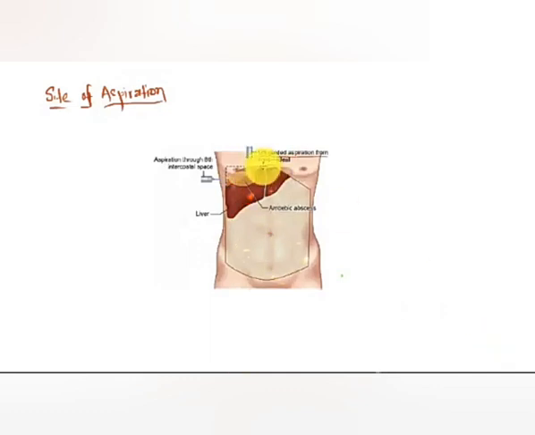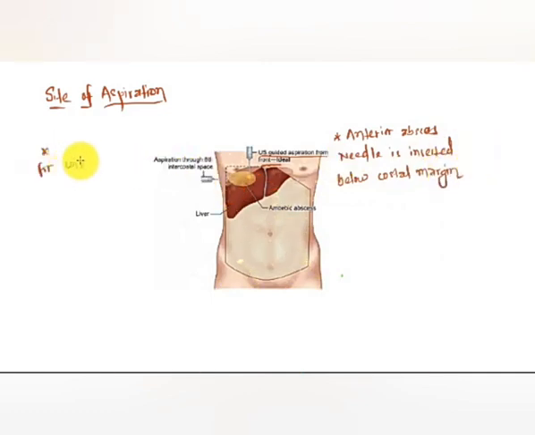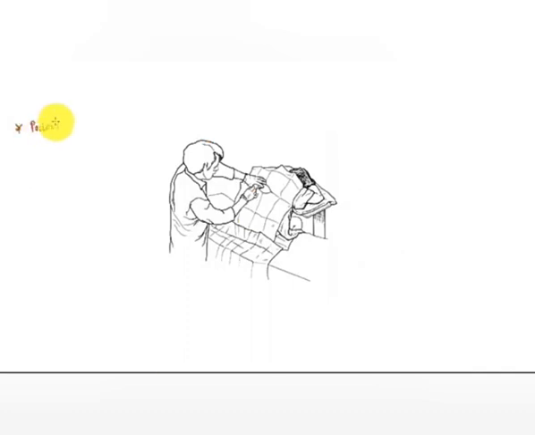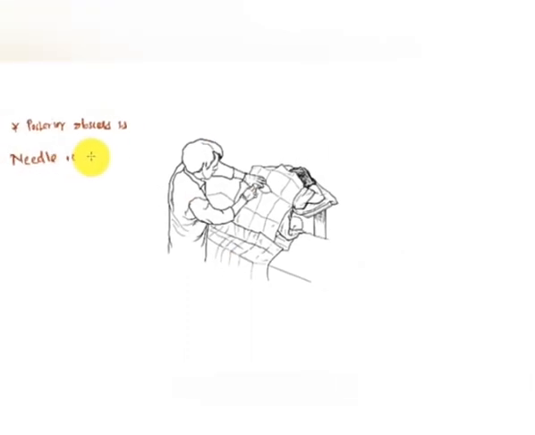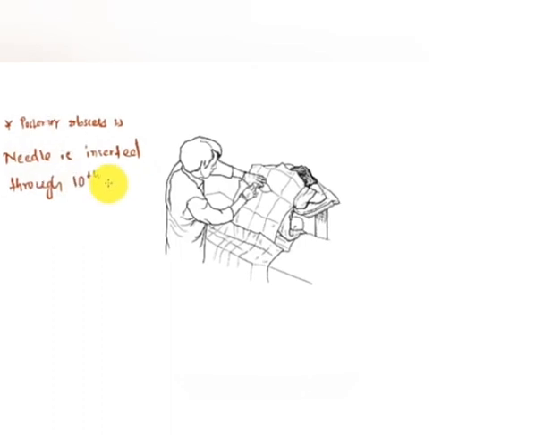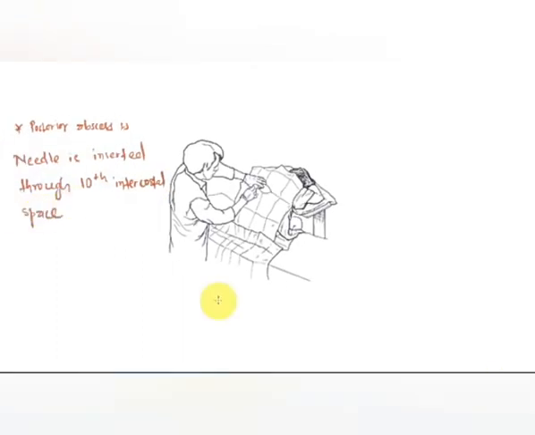We can see the needle here. For the site of aspiration, ultrasound guided aspiration from the front is the ideal site. For anterior abscess, the needle is inserted below the costal margin, and for unknown site, in the previous days, aspiration was done through the 8th intercostal space in the mid-axillary line. For the posterior abscess, the needle is inserted through the 10th intercostal space.